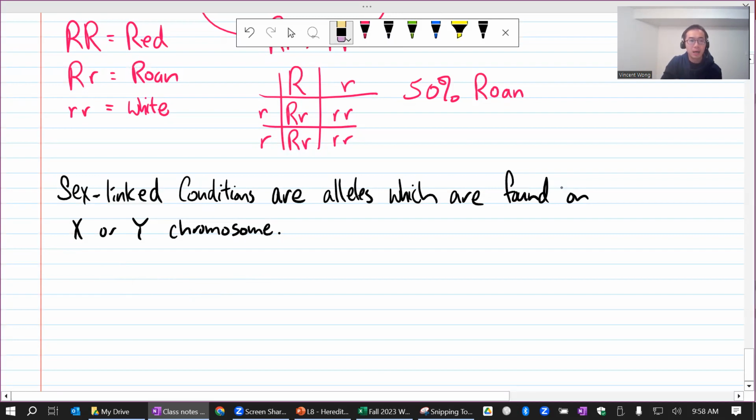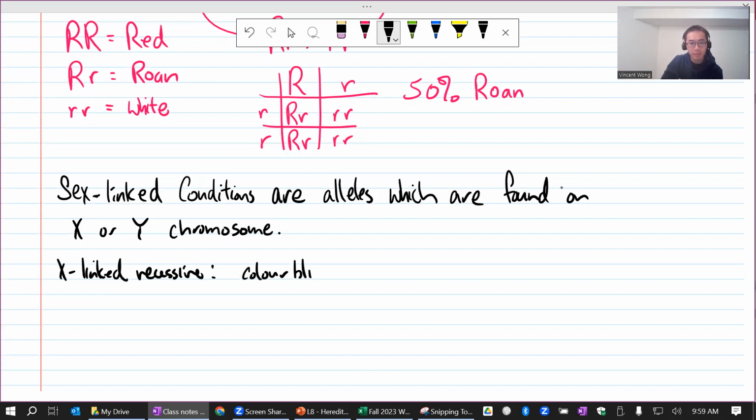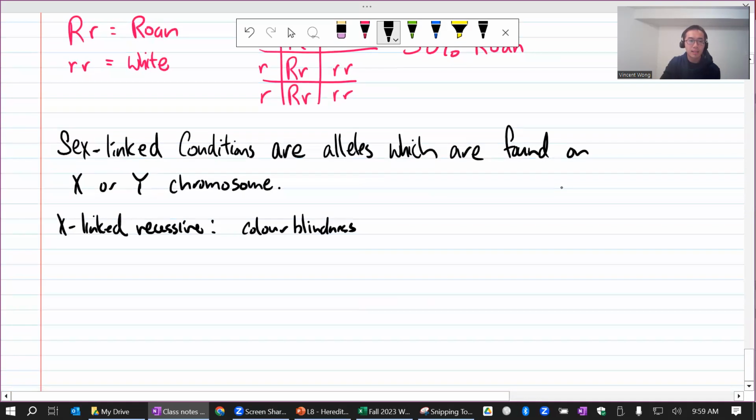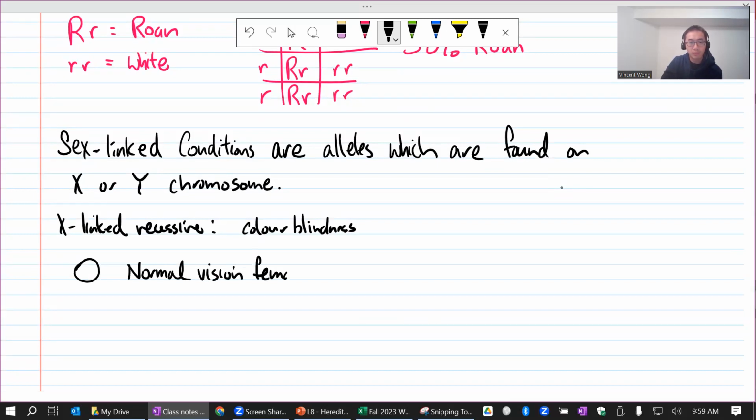In any case, what are some examples? Okay, so these are X-linked recessive conditions. Okay, color blindness. Okay? Color blindness. That's an X-linked recessive condition. So let's take a look at how to represent these. So a circle, this would be a normal vision female, and she is XX. Okay, XX.